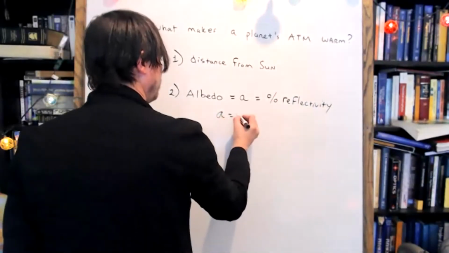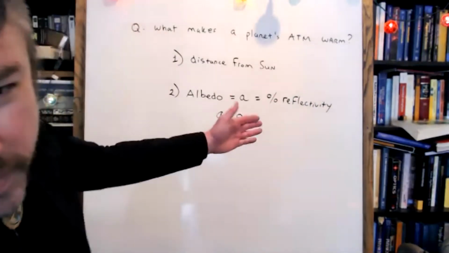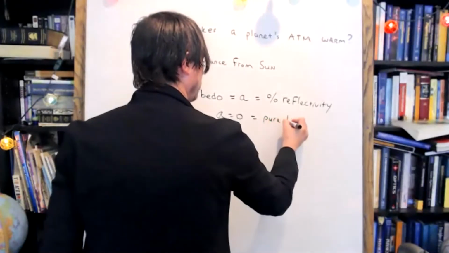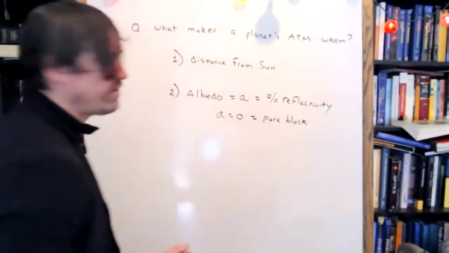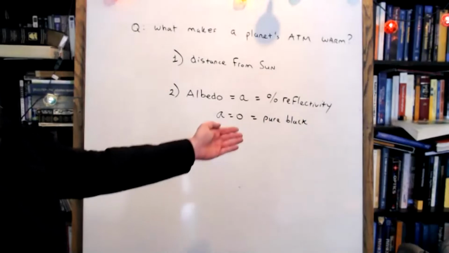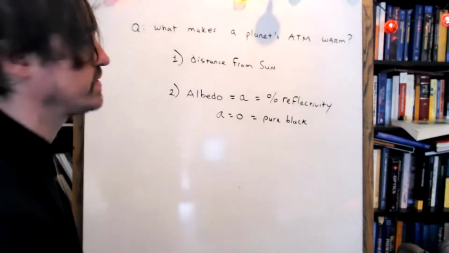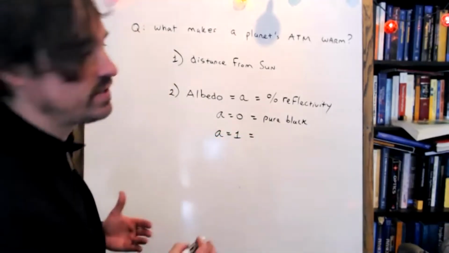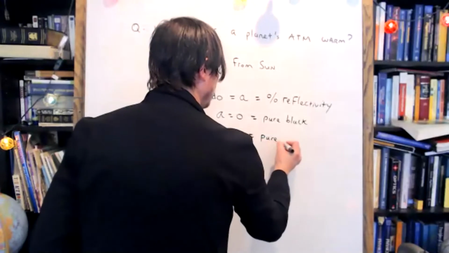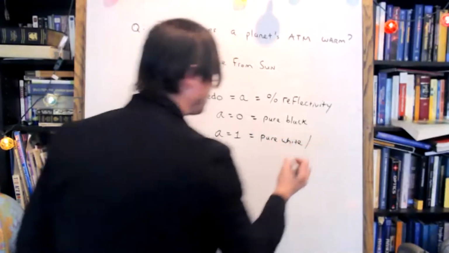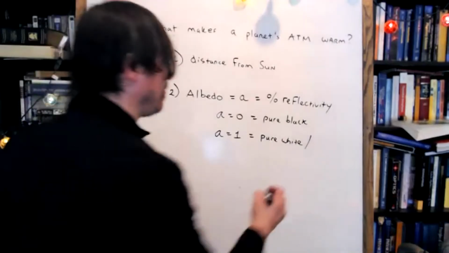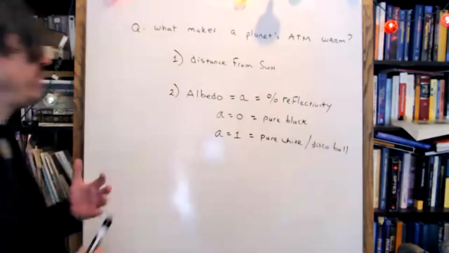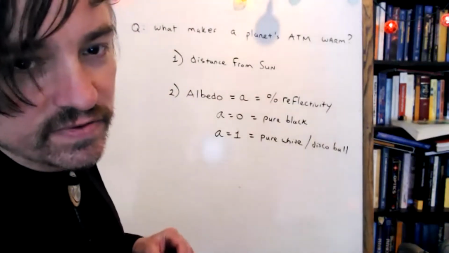An albedo of 0 is 0% reflective, so it absorbs every photon, and that would be a pure black substance, of which there is no such thing as completely pure. There is no such thing as a 0 albedo surface. It's an abstraction. An albedo of 1 is 100% reflective, and that would be the purest of pure white, or sometimes I like to refer to it as a disco ball, okay? A disco ball, in theory, would have sort of an albedo of 1 because it reflects all the light that strikes the surface.